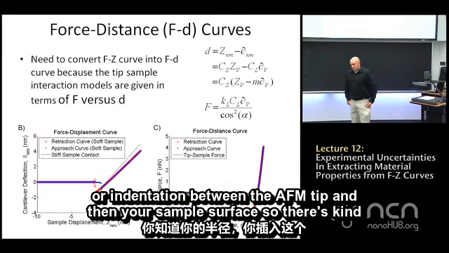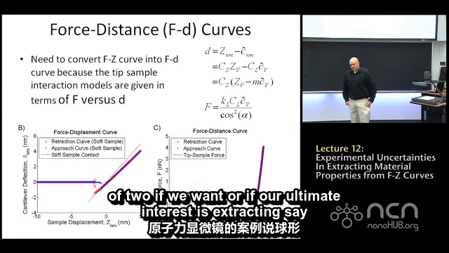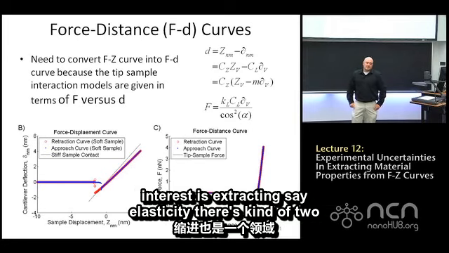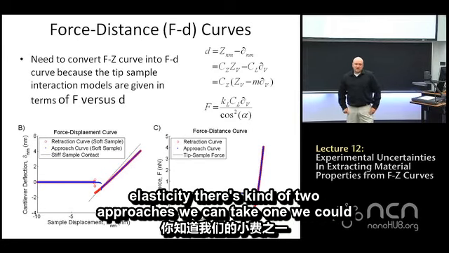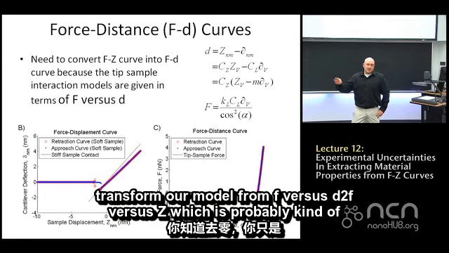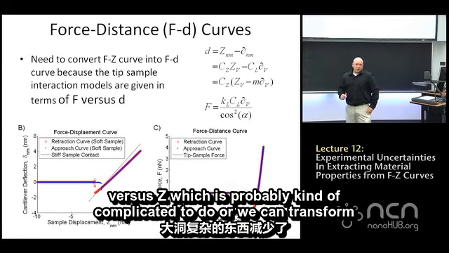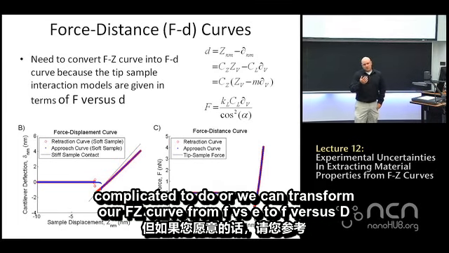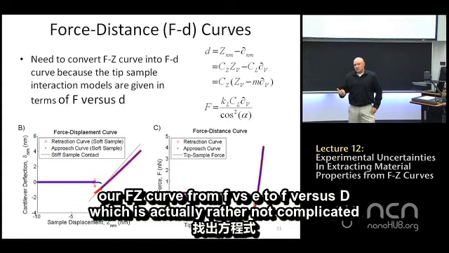So there's two approaches we can take if our ultimate interest is in extracting, say, elasticity. One, we could transform our model from F versus D to F versus Z, which is probably complicated to do. Or we can transform our FZ curve from F versus Z to F versus D, which is actually not complicated to do.